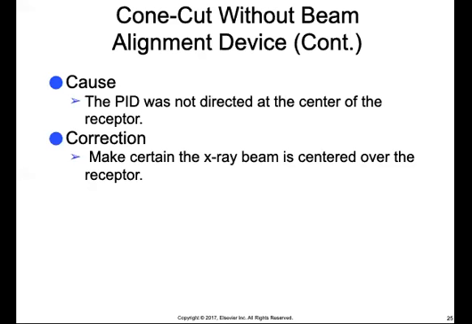So to avoid a cone cut on a bite wing receptor when using a bite tab, make sure you position the PID carefully and make sure that the X-ray beam is centered over the receptor and that the entire receptor is covered by the diameter of the PID.